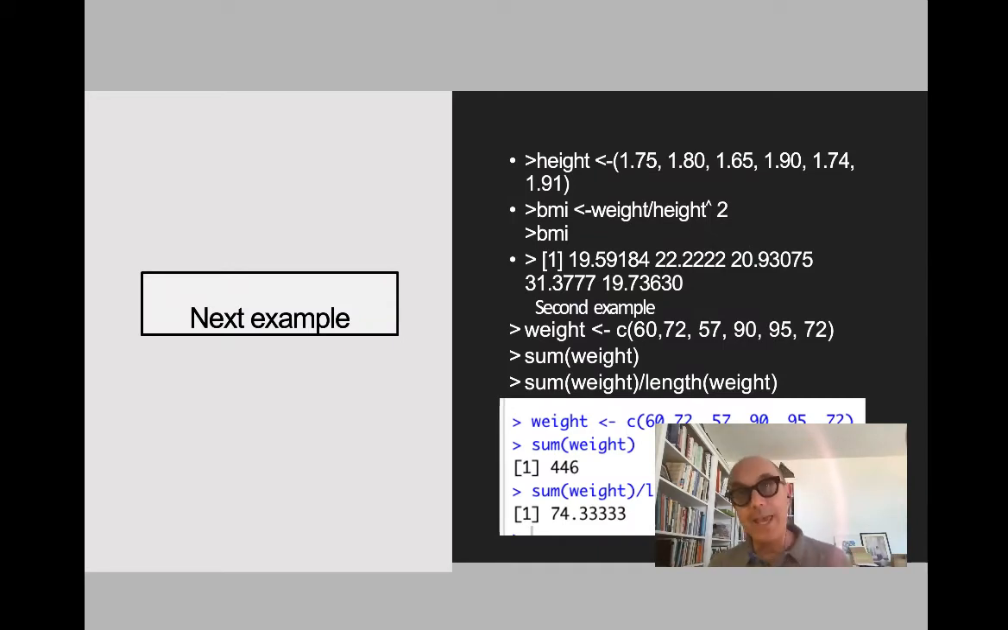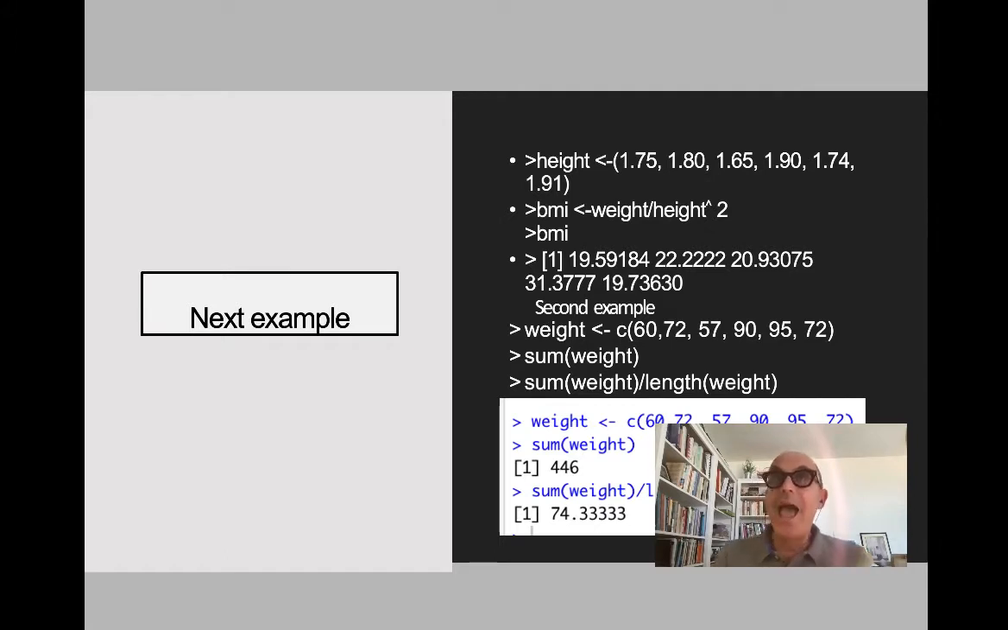Next example. Again, I'm looking at the syntax. Height: I'm going to create a container called height, and I will give some measurements: 1.75, 1.8, 1.65, etc. And then I will also add BMI. BMI will tell me the weight versus the height squared, and I will ask what the value is, and this is how it will apply it.